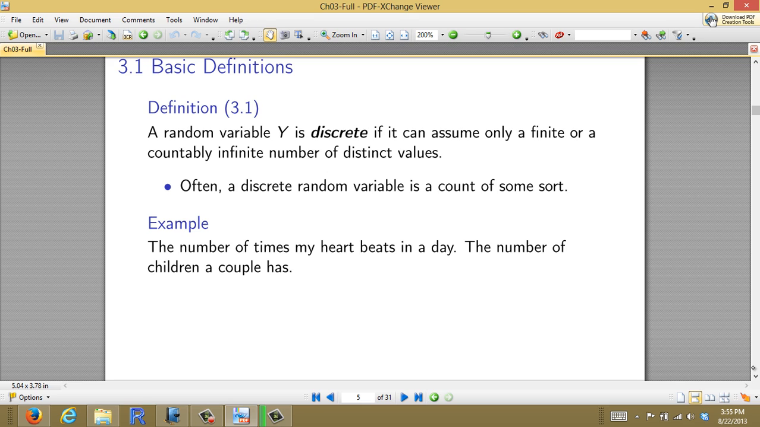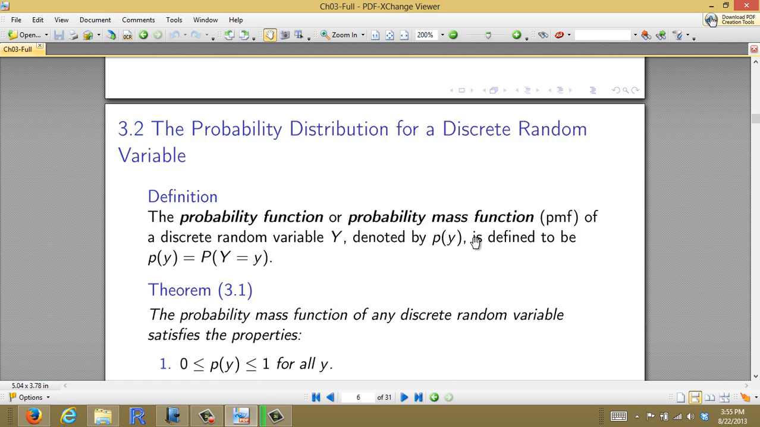And oftentimes, a discrete random variable has a count of some sort. So for example, the number of times my heart beats in a day, or the number of children a couple has. If we count something, it's going to be a discrete random variable.